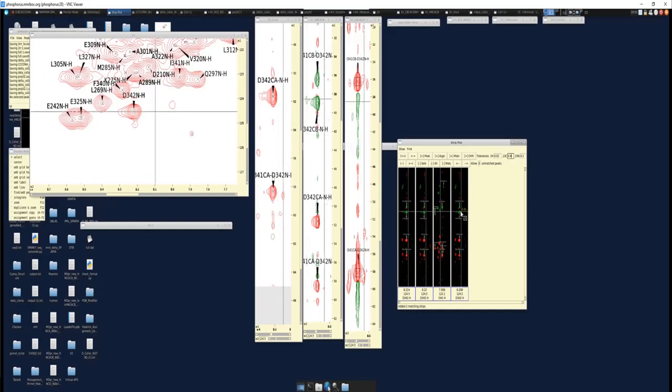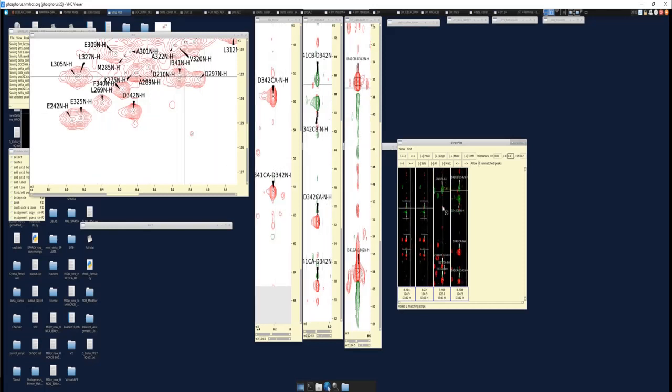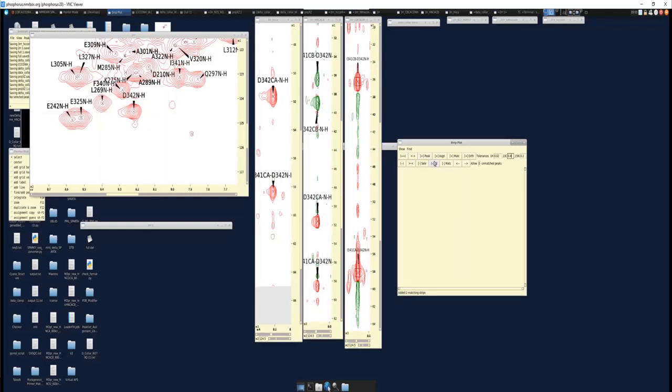And we can see here we have a match. This is the I, and we have a match here for our I-1. So this is how you would traditionally do it using the HNCACB going backwards. And this only has the added benefit that it shows you exactly which one is the I-1.